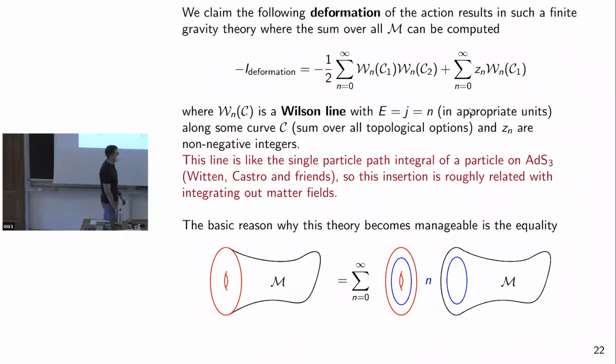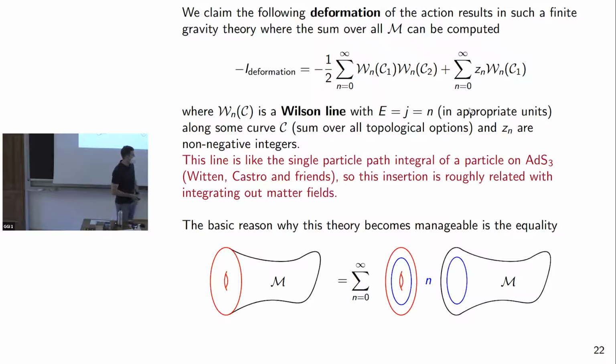So now I want to consider the following deformation of the action. I don't have the best motivation in the world for it, except that it's designed to work. So let's go with that and then try to figure out what the motivation is. I want to insert basically an exponential of correlated Wilson lines, where these W_n are Wilson lines of SL(2,R) times SL(2,R) with a certain energy and spin, in appropriate units, along some curve C, and we allow all curves C just like we allow all positions for the local operators to be inserted.